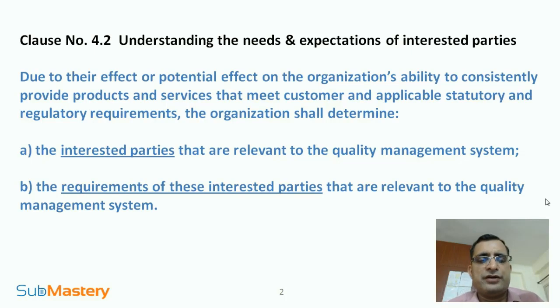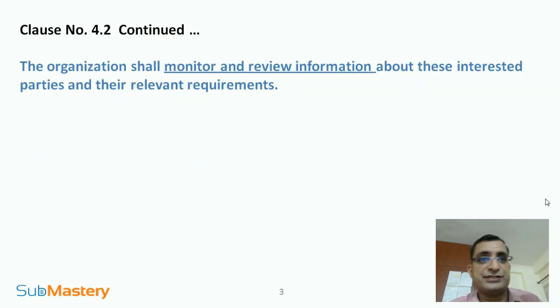So what does the IATF 4.2 clause tell you? It tells you that you need to identify interested parties first of all which are relevant to the QMS, and second, that you need to identify the requirements of these interested parties, and we will just understand what these interested parties are. Okay, at the same time the organization shall monitor and review information, which means they need some sort of documented evidence about these interested parties and their relevant requirements.